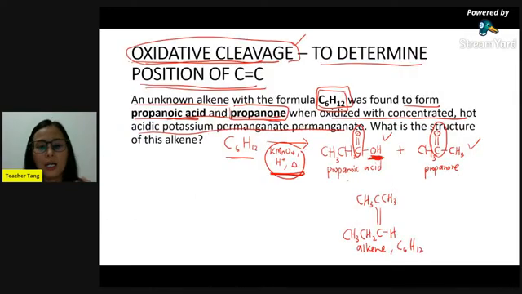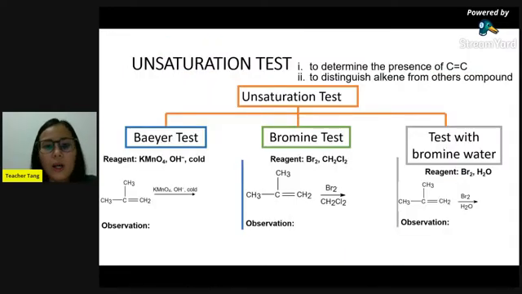So I already covered the two types of reaction alkene can undergo. The first one, electrophilic addition, where the double bond becomes single bond. Second is oxidative cleavage, where the double bond breaks and then the oxygen is added. After breaking the carbon-carbon double bond, it is being oxidized. Now we move on to look at unsaturation test.